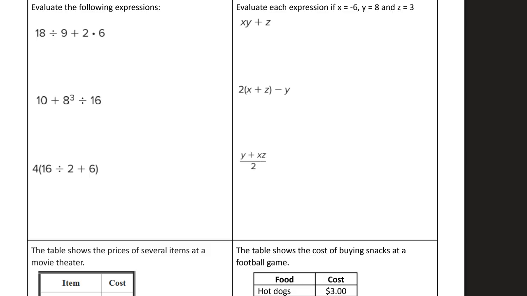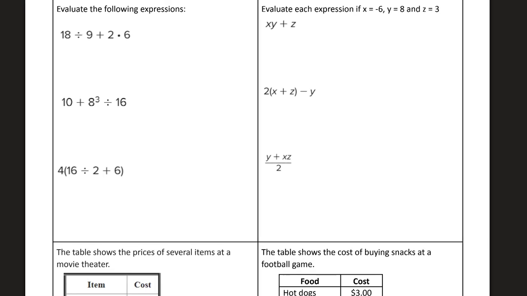All right, let's move on to concept B. So concept B, we're evaluating, which means our answer should be a number, okay? So for the first set of problems, we're going to be using PEMDAS, right? Order of operations. So looking at the first question, we first start with parentheses, but I don't see any parentheses here. Then we would do exponents, and I don't see any exponents here. So now we're going to move on to multiplication and division.